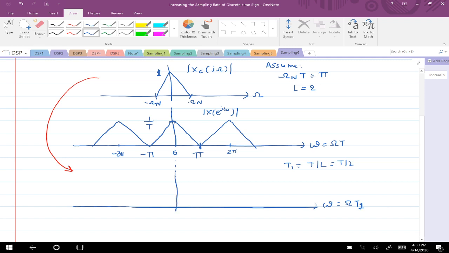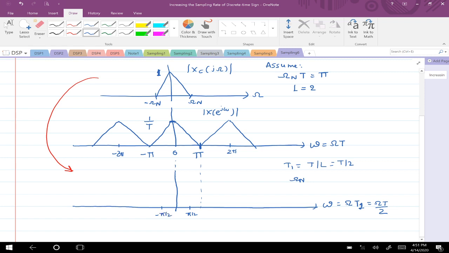Well, omega_N times T is pi, so omega_N times now this is getting multiplied with T1. That's nothing but omega times T by 2, correct? So had it been pi, now it would come to pi by 2 here. If this is pi, this should come to pi by 2, right? And this also, this would come to minus pi by 2. If I'm just trying to draw it from here.